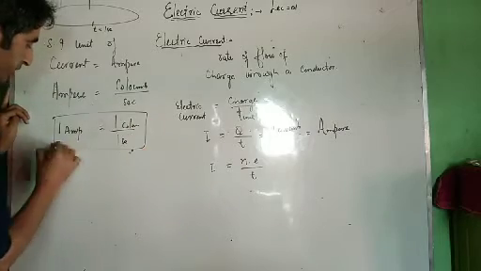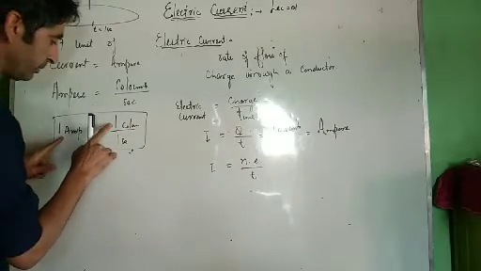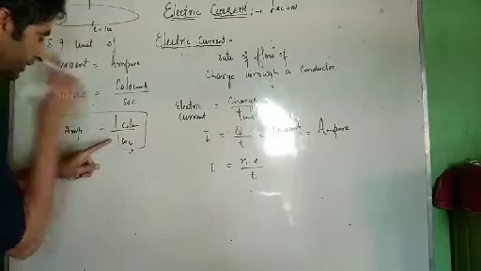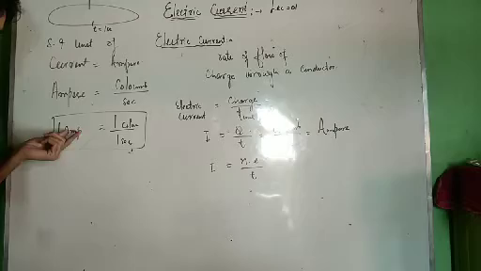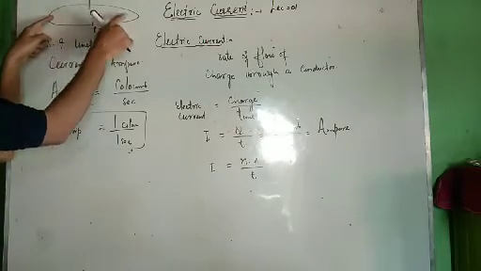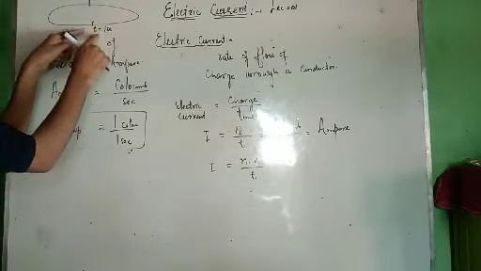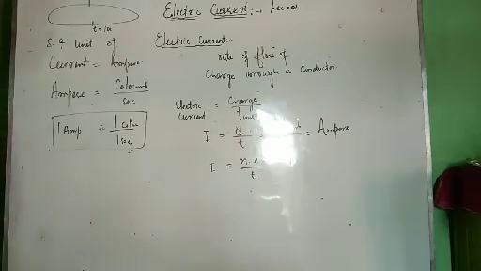Current is said to be 1 ampere when 1 coulomb of charge flows through a conductor for 1 second. It is called 1 ampere current.